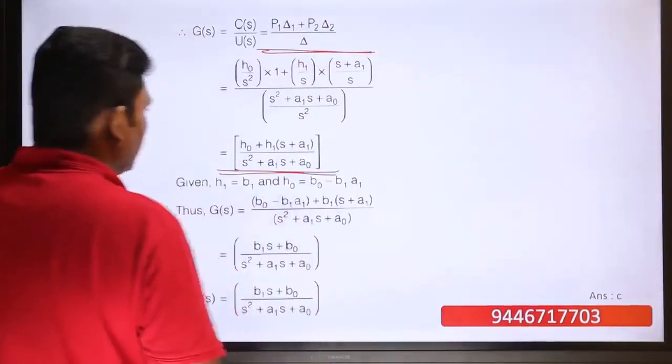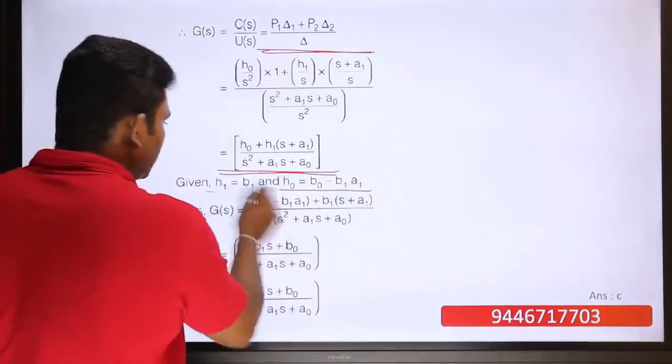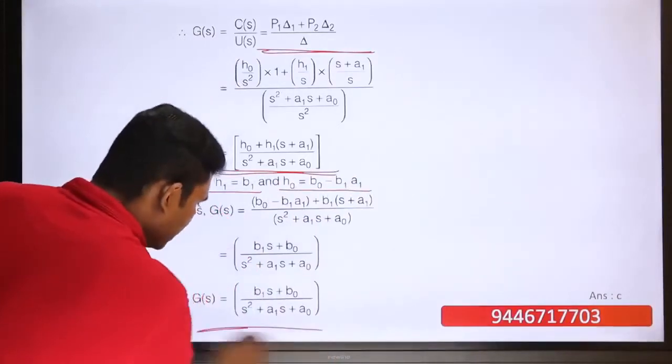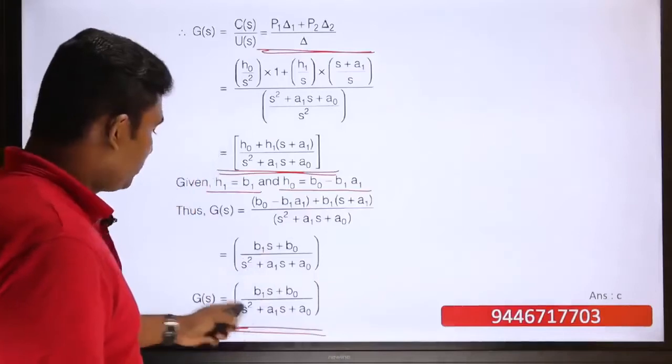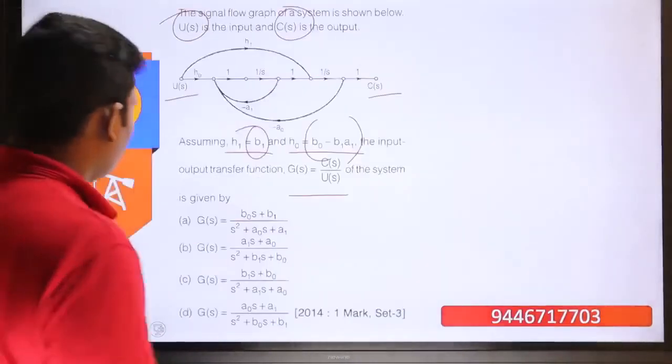So here you will have to substitute h0 is equal to b0 minus b1 a1 and h1 is equal to b1. When you substitute this value and reduce the expression, you will get g of s as b1s plus b0 divided by s square plus a1s plus a0. So our answer will become equal to C.